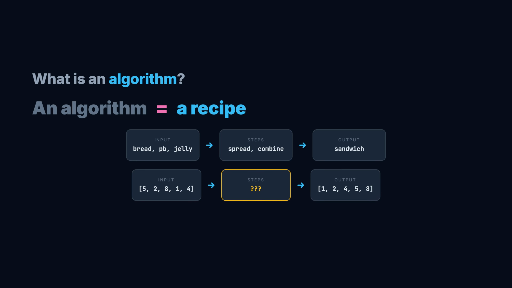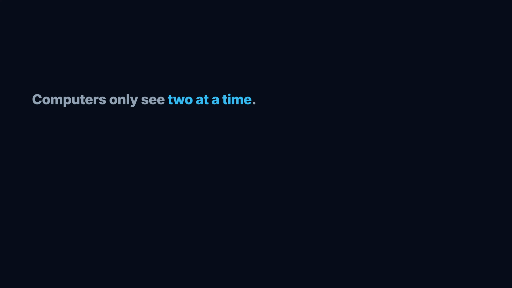Sorting is the same shape. Input: a shuffled list. Output: the same list in order. Steps: that is the question. Every sorting algorithm ever invented is a different answer to, what are the steps? Before we invent any steps, we need to understand one hard rule.